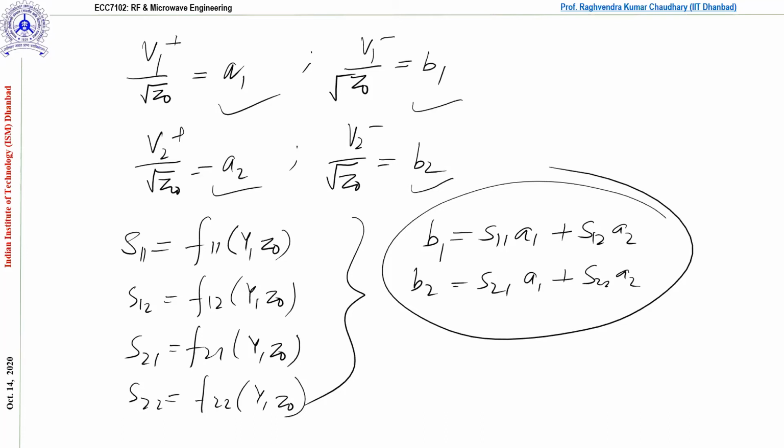Okay, so this is actually the incident and reflected power at port 1 and port 2. Fine, and these quantities could be related to the terminal voltages and currents. So can we represent these a1, a2, b1, b2 in terms of the terminal voltages? Yes, of course we can represent.